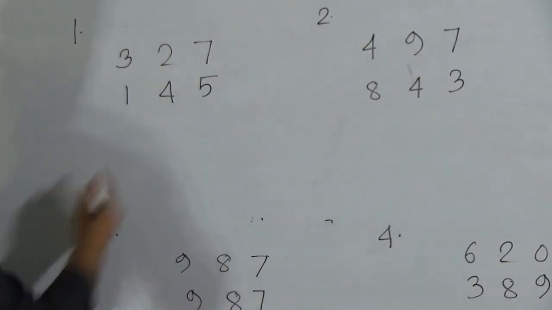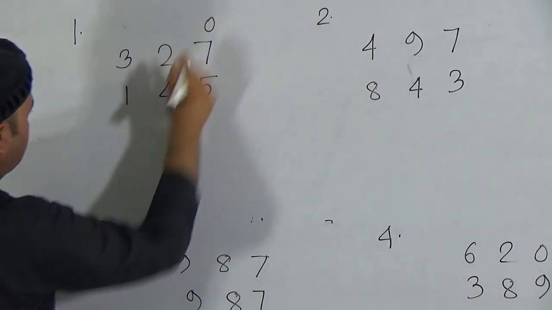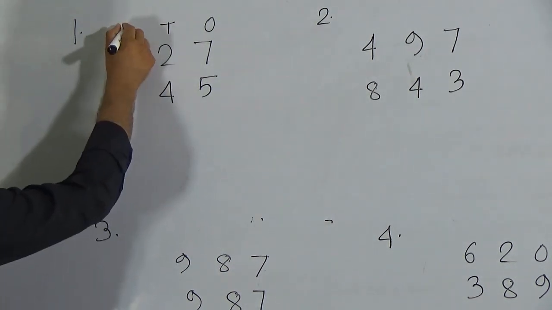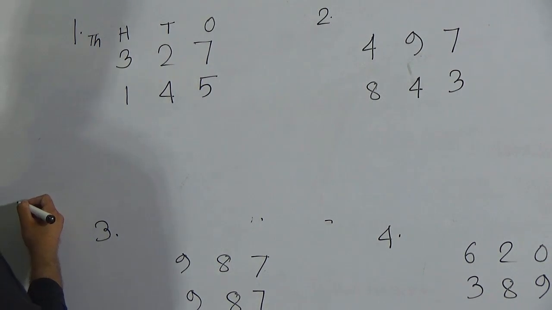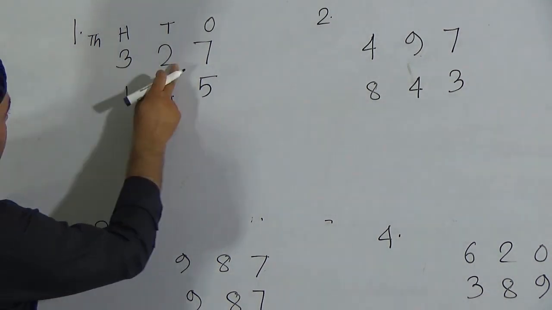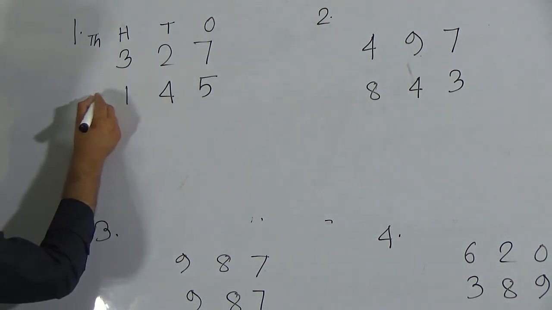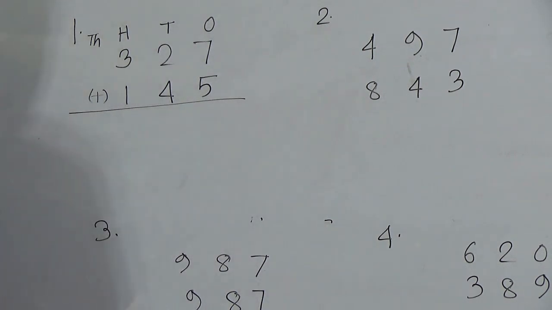Look here, here is a number 3, 2, 7 and 1, 4, 5. 7 and 5 is 1's place, 2 and 4 is 10's place, 3 and 1 is 100 place, and then here it will be 1000 place. Now we have to add 327 and 145. For adding, we have to use the addition sign and draw a line to bring down the answer here.